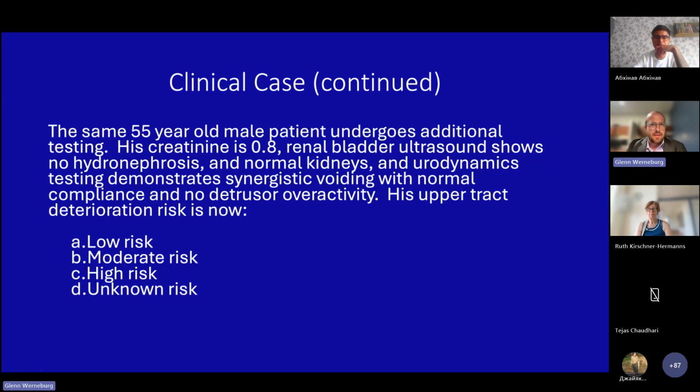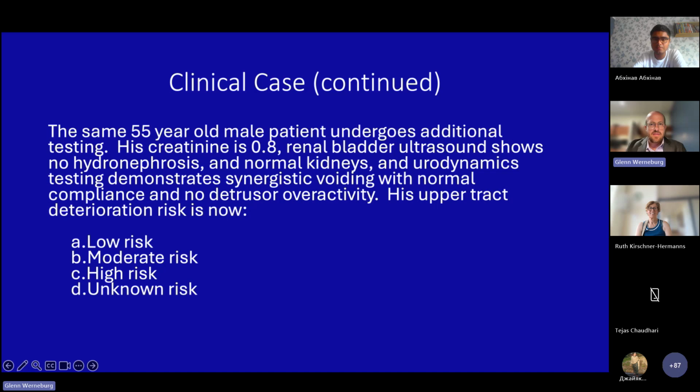So this same gentleman undergoes additional testing. His creatinine is 0.8, normal. His renal bladder ultrasound shows no hydronephrosis and normal kidneys. And urodynamics testing demonstrates synergistic voiding with normal compliance and no detrusor overactivity. Now his upper tract deterioration risk is what? Is it low risk? Yes, exactly. Low risk.